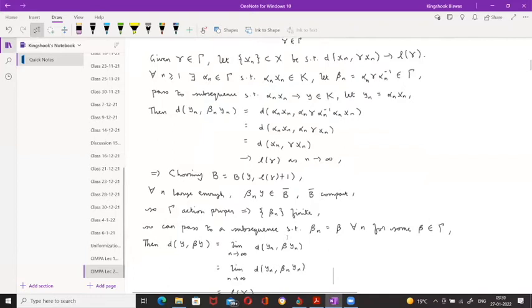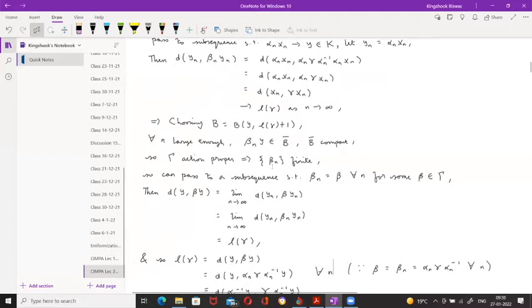So since this set is finite, we can pass to a subsequence such that the beta n's are constant, equal to some beta in gamma. So without loss of generality, we can assume all the beta n's are equal to beta. Then if I look at the distance between y and beta y, the yn's are converging to y, so this is the limit of the distance between yn and beta yn. And beta is equal to beta n, so I can replace this beta by beta n. So this becomes the distance between yn and beta n yn, and this limit we've seen above is equal to L gamma. So the distance between y and beta y is exactly equal to L gamma.